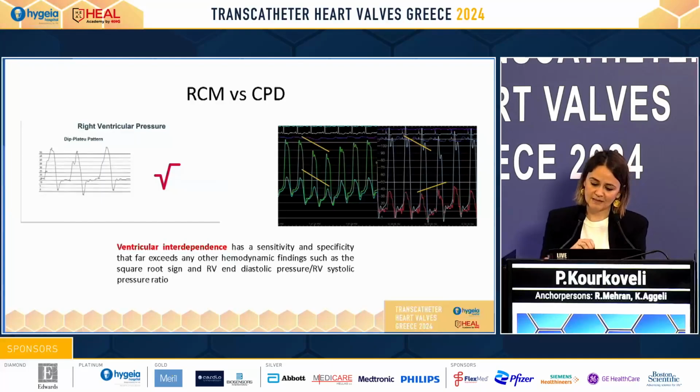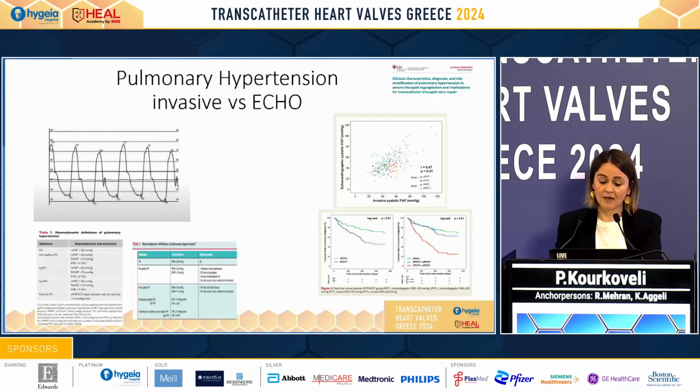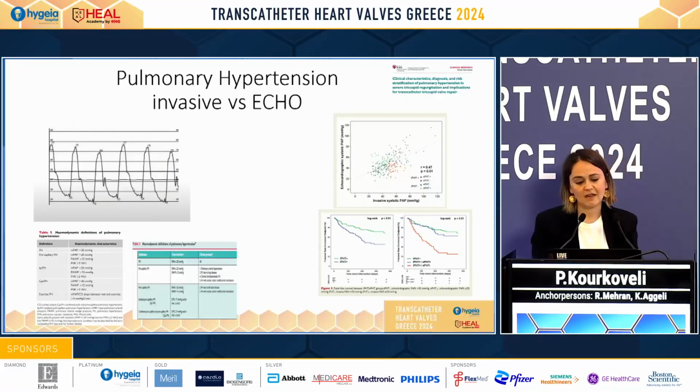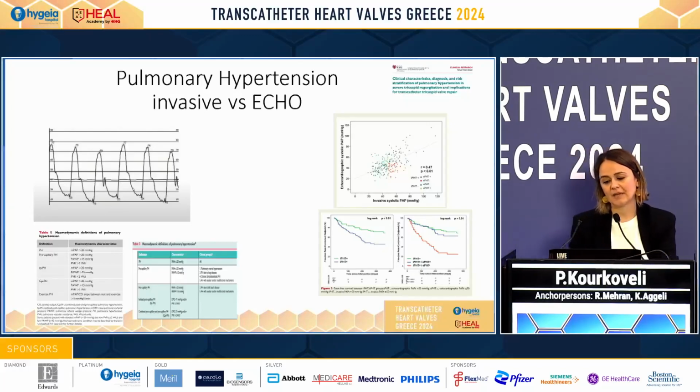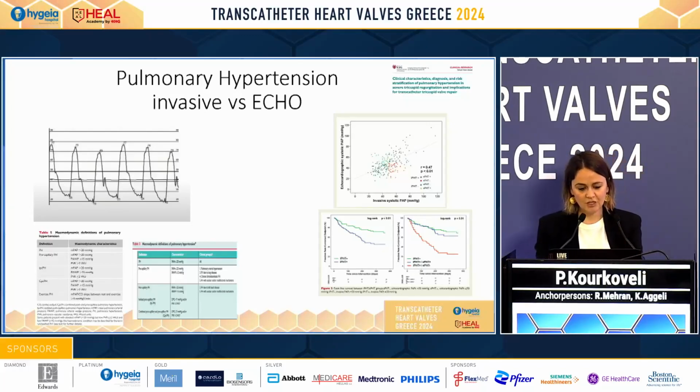Ventricular interdependence has more sensitivity and specificity than all the other hemodynamic findings. So it's something we need to focus on and remember. Of course, with the right heart catheterization, we assess the pulmonary pressure and the wedge pressure, which is also important to see if the patient has post- or precapillary pulmonary hypertension.